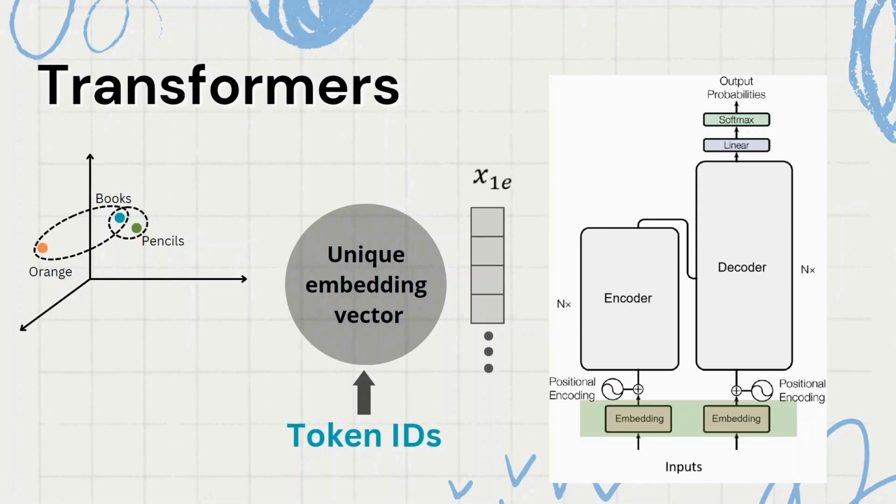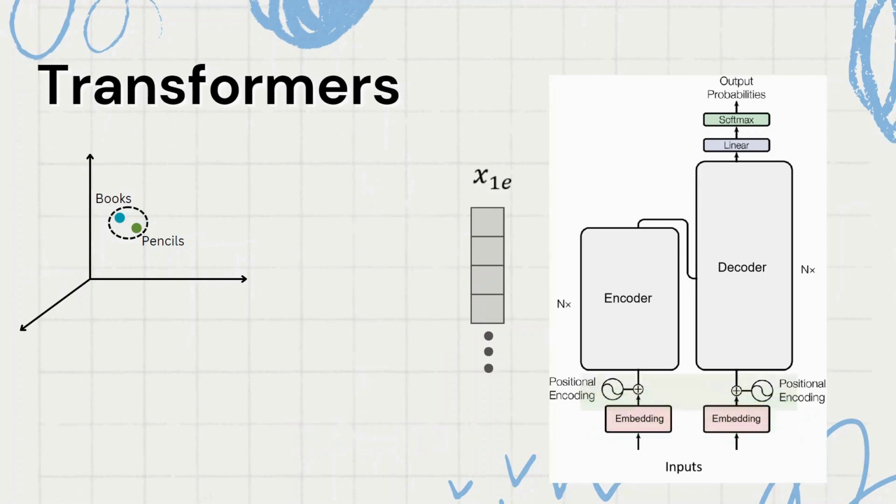Now these embedding vectors could either be pre-trained or could be tuned while training the whole architecture. Some examples of pre-trained embedding vectors are word2vec, which you can look up on the internet if you want to know more about it. Once we have our unique embedding vector, we go on to the next component of our architecture, which is the positional encoding part.